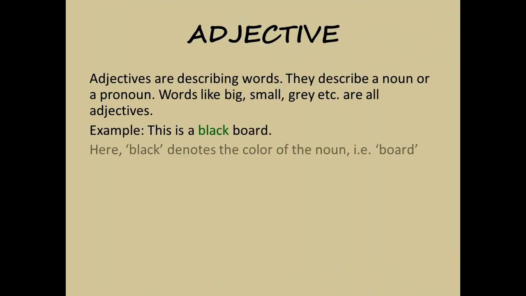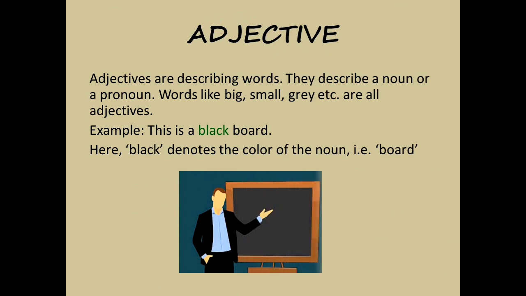Next is adjective. Adjectives are describing words that describe a noun or a pronoun. Words like big, small, grey, etc. are all adjectives. Example: this is a blackboard. Here, black denotes the color of the noun, that is the board.